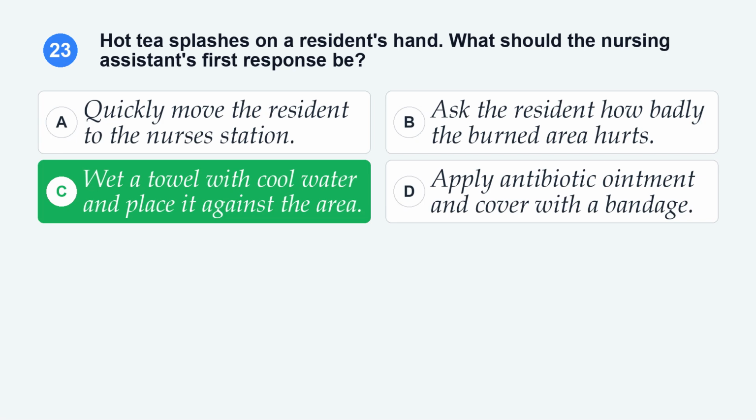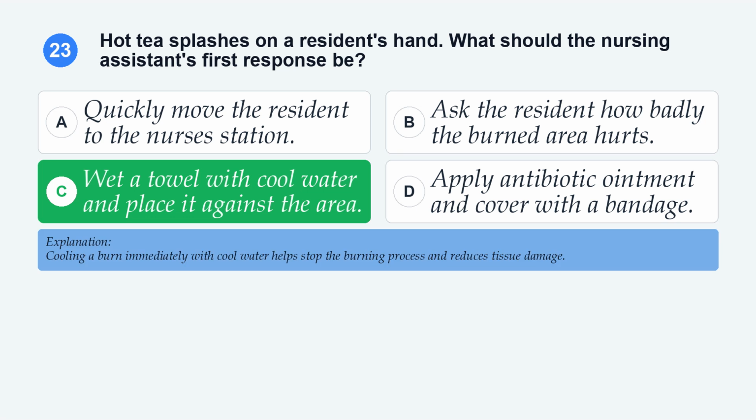The correct answer is option C. Wet a towel with cool water and place it against the area. Explanation. Cooling a burn immediately with cool water helps stop the burning process and reduces tissue damage.